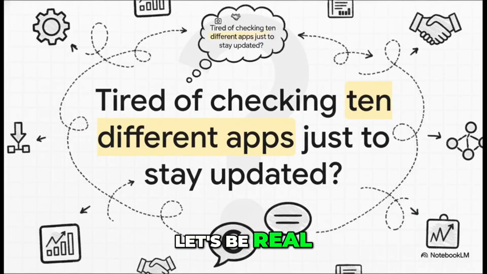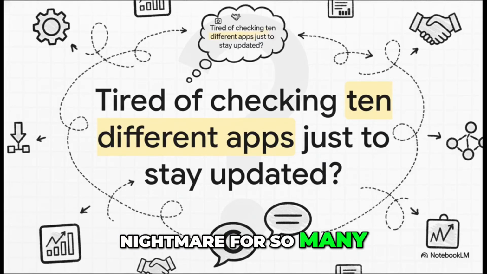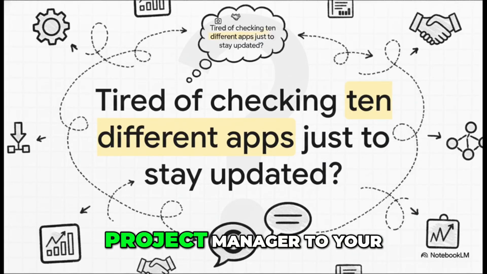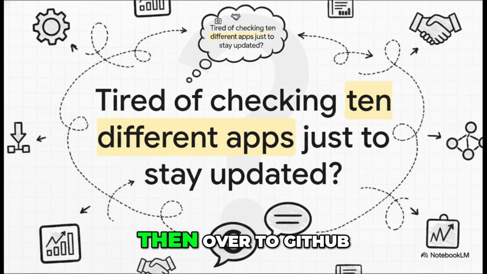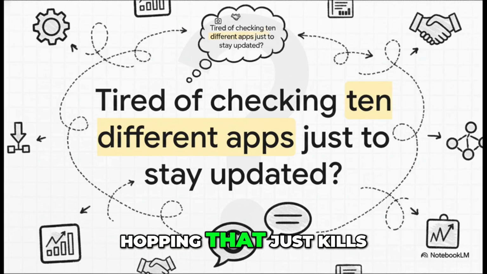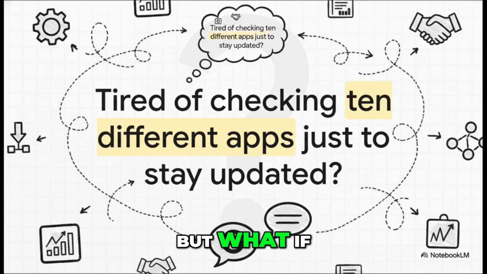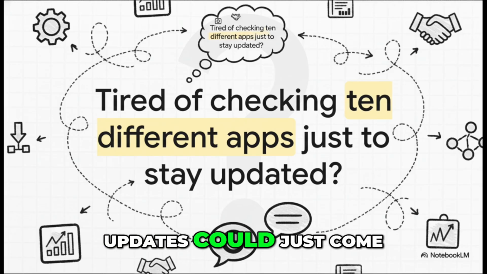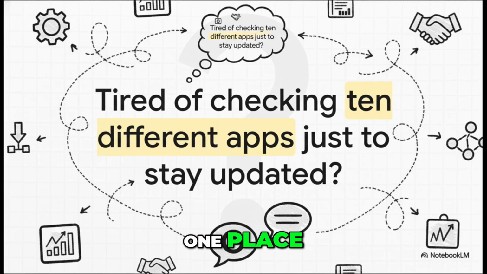I mean, let's be real. This is a daily nightmare for so many of us, right? You're jumping from your project manager to your sales tool, then over to GitHub to check on some code, all while trying to keep an eye on your server alerts. It's this constant app hopping that just kills your focus. But what if all those updates could just come to you, all in one place?